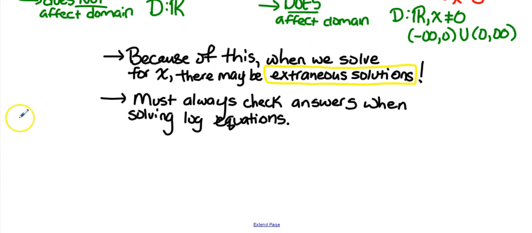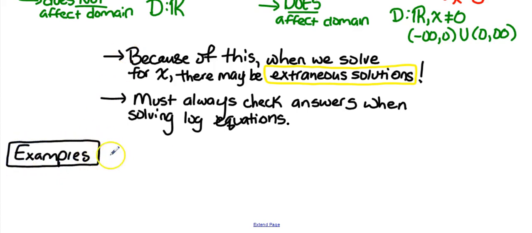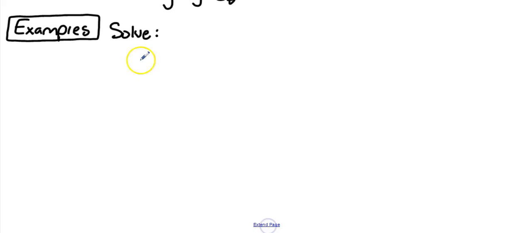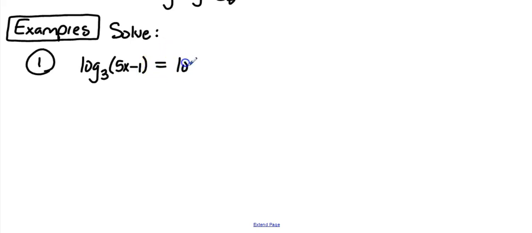We are now ready to start looking at some examples. The directions are very simple. Solve. Number 1, log base 3 of 5x minus 1 equals log base 3 of x plus 7.